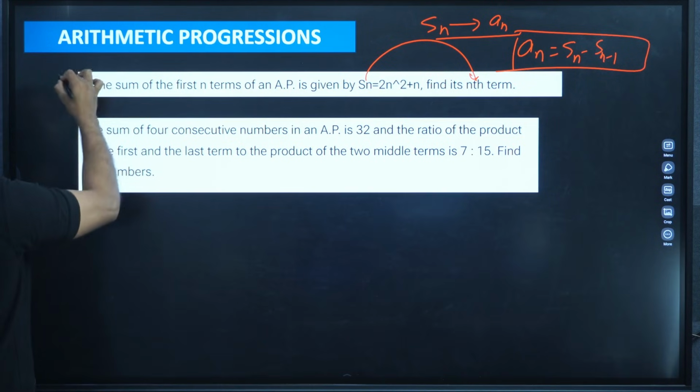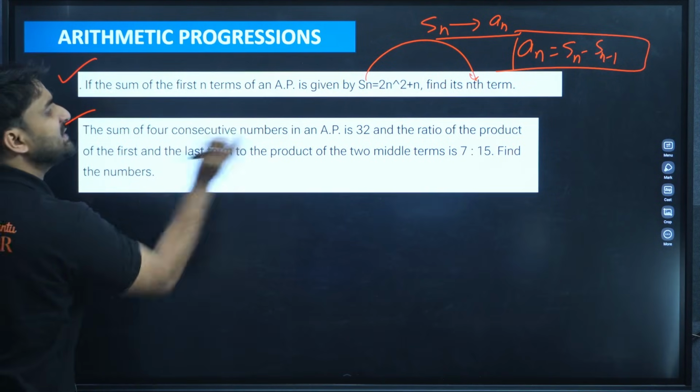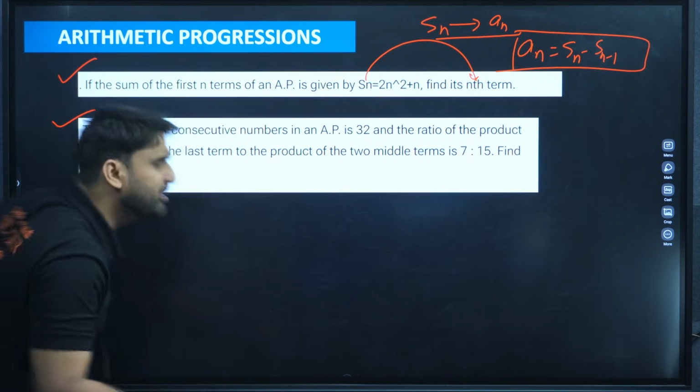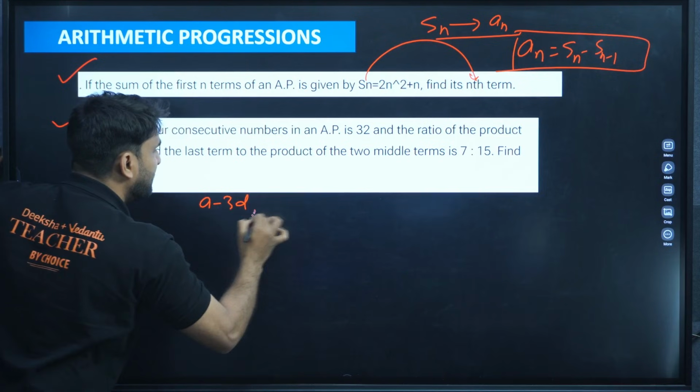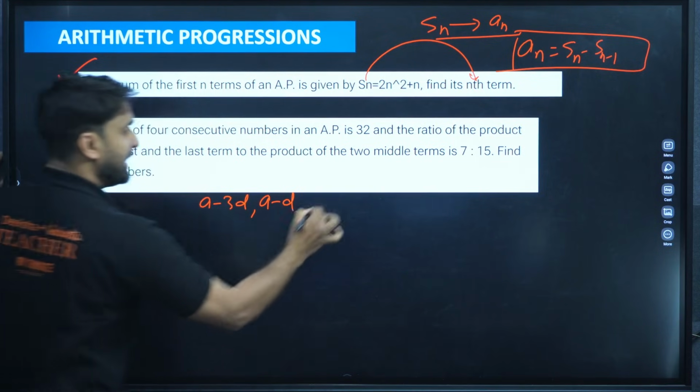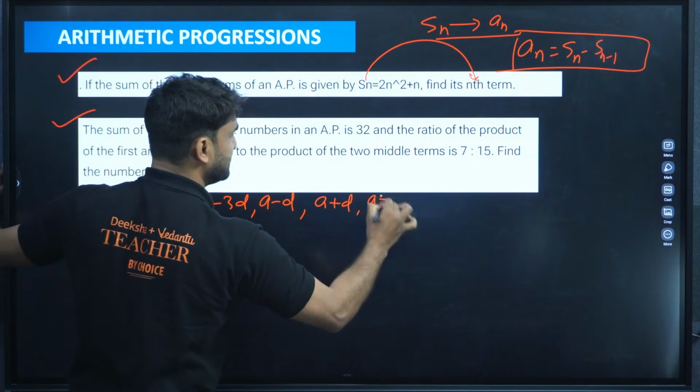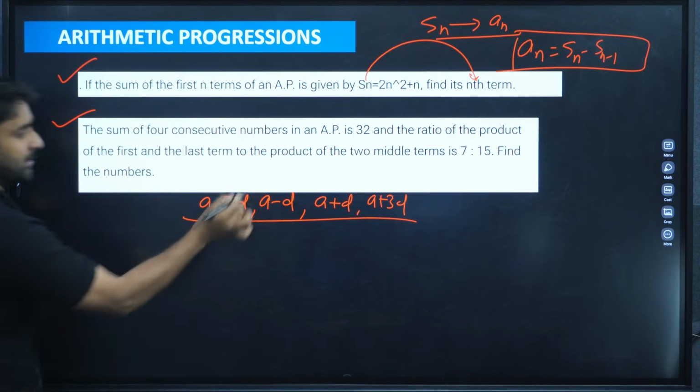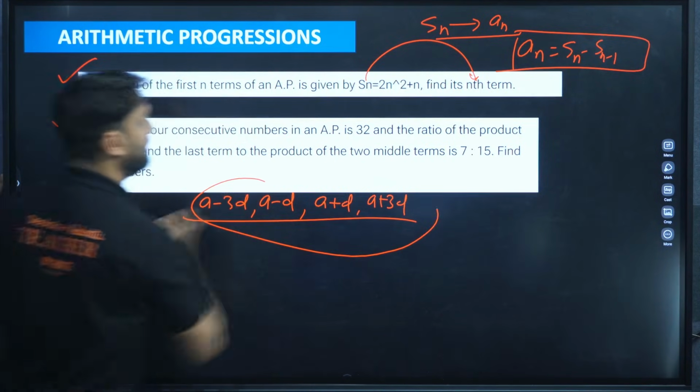And this question is also important: the sum of four consecutive numbers. You know, four consecutive numbers, we generally take in this form: a minus 3d, a minus d, a plus d and a plus 3d. Now according to the question, you have to solve. Very important, my dear, very important.